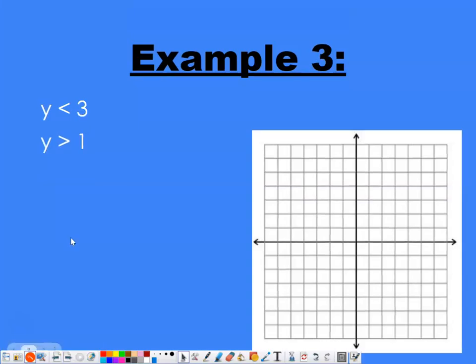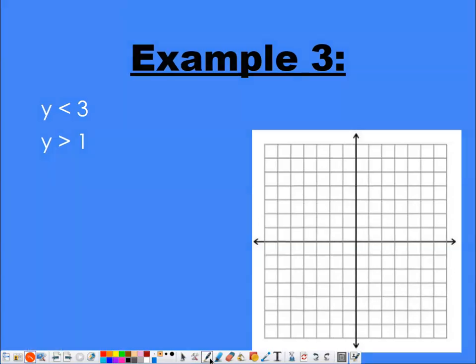Okay. Example 3, we have y is less than 3, y is greater than 1. Let's do it. So I'm going to go ahead and use red for this top line. So again, identify your x-axis and your y-axis. Y is less than 3, so go up to 3, and go ahead and use that solid line. We are going to shade below that line.